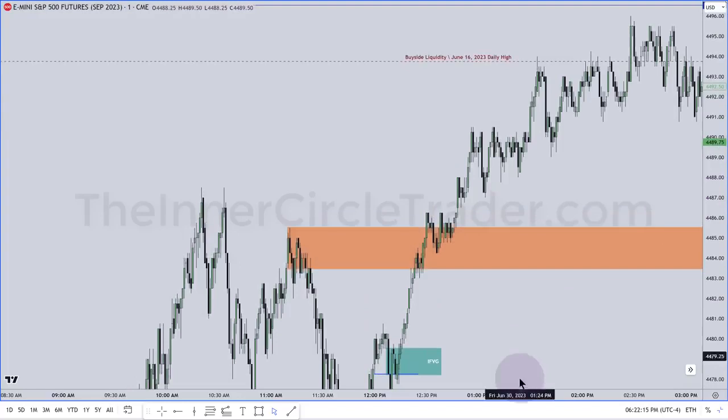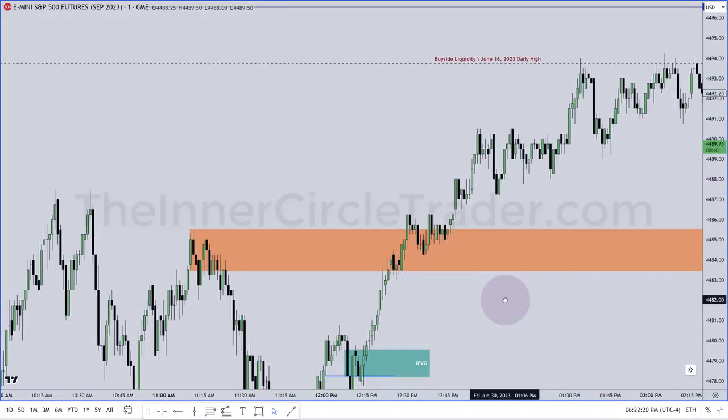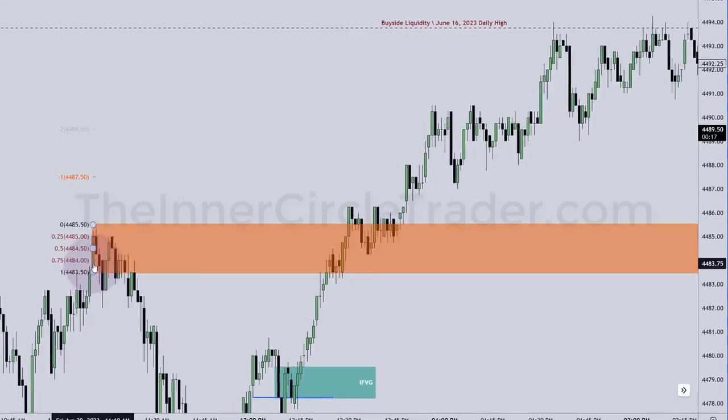I'm going to zoom in here. Masterclass on the ICT breaker. If we look at the high and the low, if we measure that range, and there's gradients to that. Upper quarter, 50% or mean threshold, because it's an order block theory. Breakers are order blocks. And then the low and the lower quarter. Midpoint or mean threshold is 4484.50.